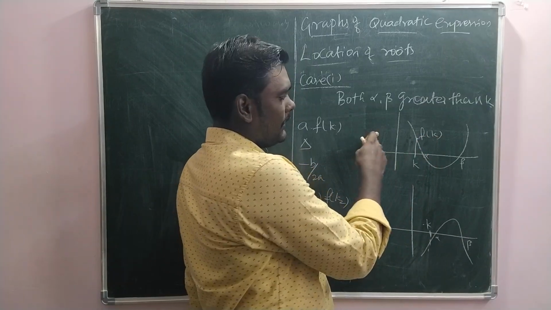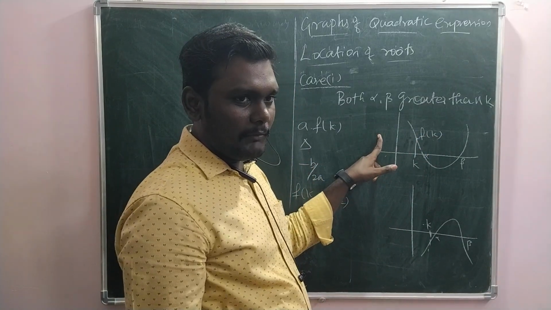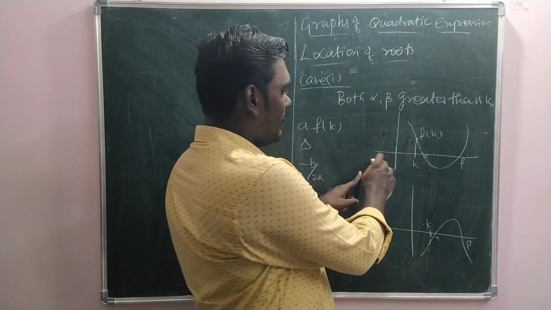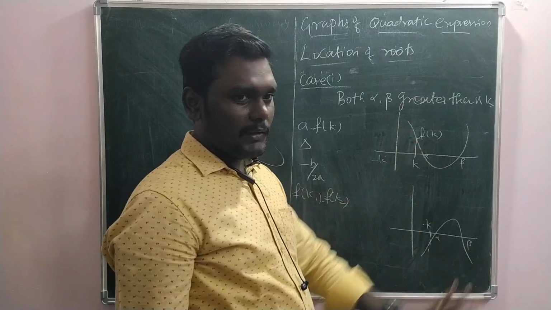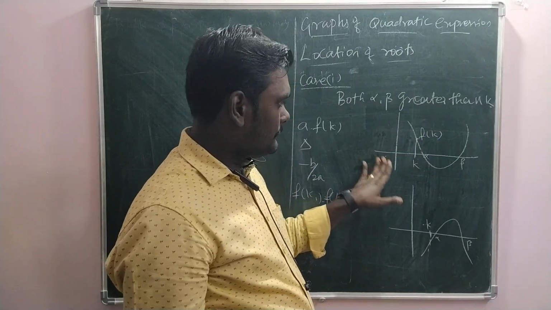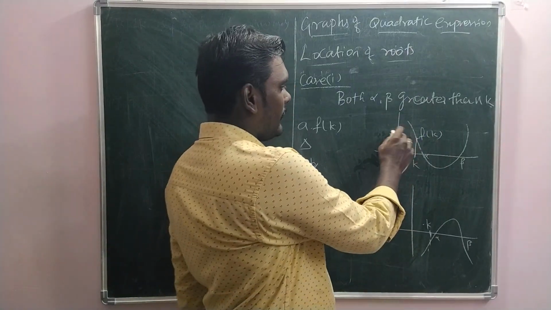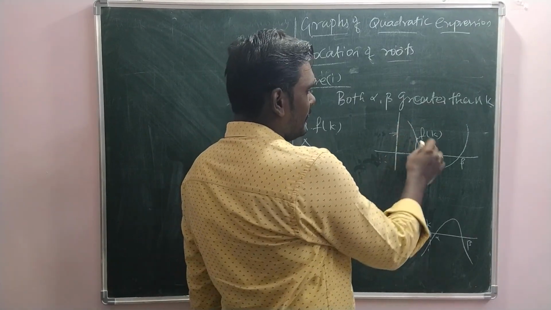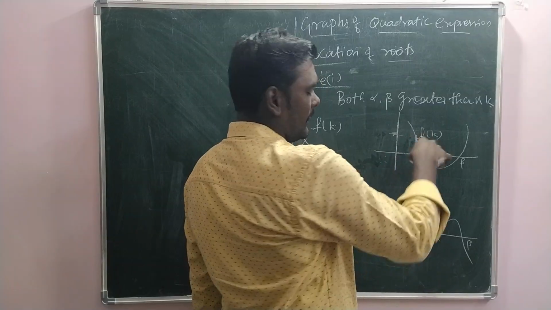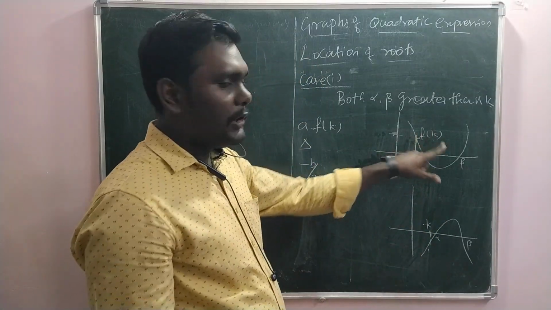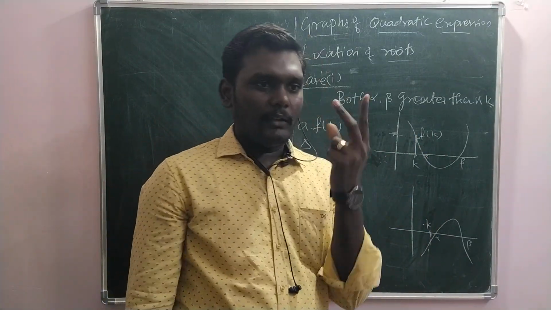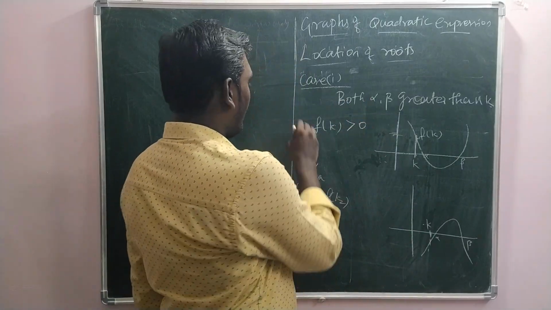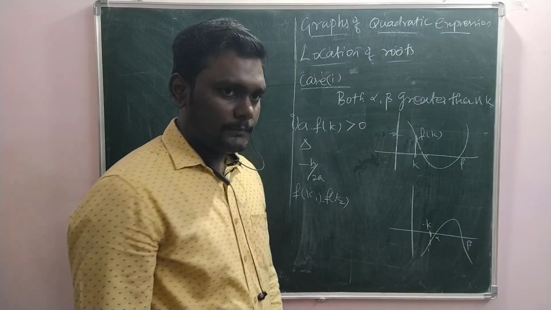Suppose it is coming like this, wait, let me complete. If it is coming on this side, though the value of k is negative, f of k is positive only, because that is the value on the y axis. F of k will be on the y axis. Here it is k, this is f of k. So a into f of k, a is greater than 0, f of k also greater than 0. Their product is greater than 0. The first condition.